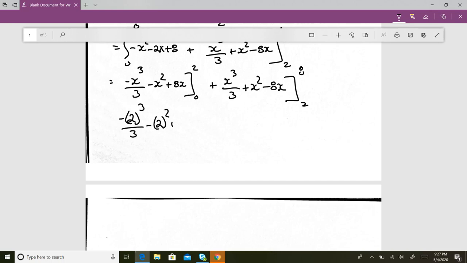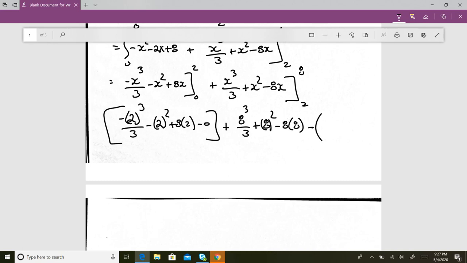Minus 2 squared plus 8 times 2. If I put the 0 in, they all have x's, so they're all going to go away, so I don't need to worry about anything. I can put minus 0 if you want. Plus 8 cubed over 3 plus 8 squared minus 8 times 8, minus, you have to put the 2 in, 2 cubed over 3 plus 2 squared minus 8 times 2.